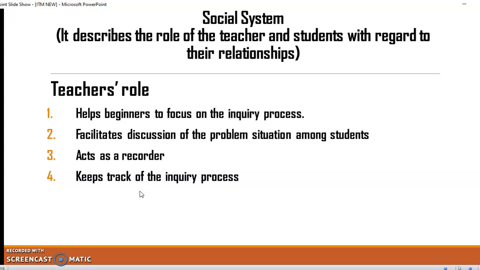Fourth is to keep track of the inquiry process. So it is one and the same thing when you act as a recorder. In a way, you're keeping track of the inquiry process. So you need to be updated, and you need to keep on asking the students where exactly they have reached in the inquiry process and accordingly guide them.